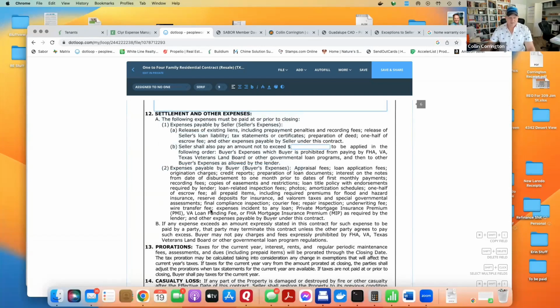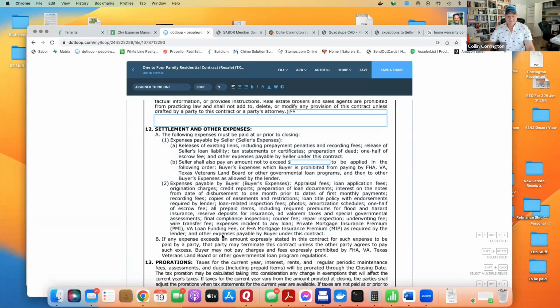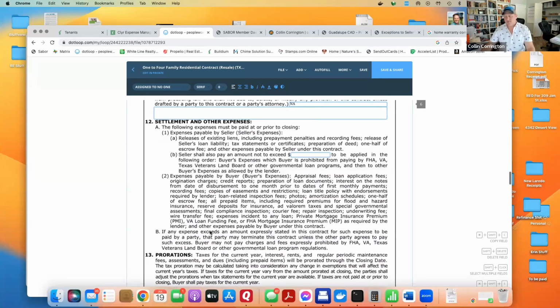Settlement and other expenses. Ooh, this is going to be a hairy one. This means how much of the seller's profit is going to pay for settlement expenses. Can somebody give me another word for settlement expenses? We hear it all the time. Closing cost. Guys, we have closing cost, settlement expenses. What are closing costs?